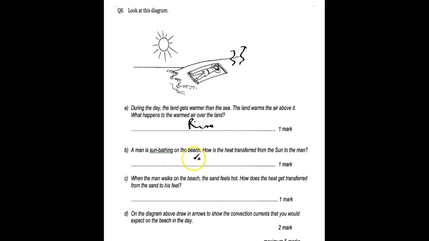Okay, the man is still sunbathing on the beach. How is the heat transferred from the sun to the man? Most of you got this right. The heat is transferred by radiation. When a man walks on the beach, the sand feels hot. How does the heat get transferred from the sand to his feet? The sand is a solid. His feet are a solid. The radiation of the sand is making the particles vibrate, so that transfer happens by conduction.